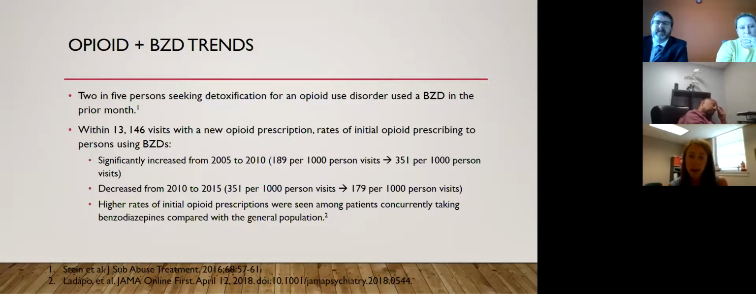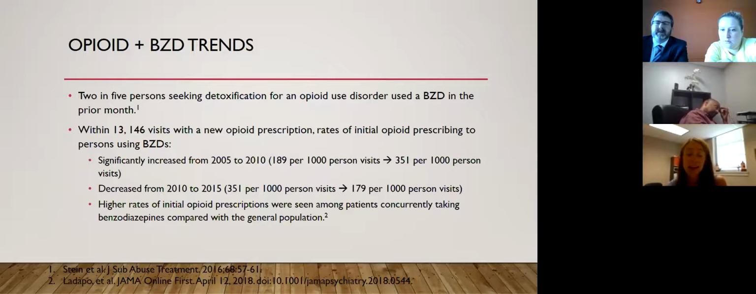And I think the numbers are quite interesting. They're higher than I would have expected. Rose from 189 per 1,000 person visits up to 351 per 1,000 person visits, but then have decreased in the last 8 years, it seems, or at least in that 5-year range from 2010 to 2015, down from 351 per 1,000 person visits to 179 per 1,000 person visits.